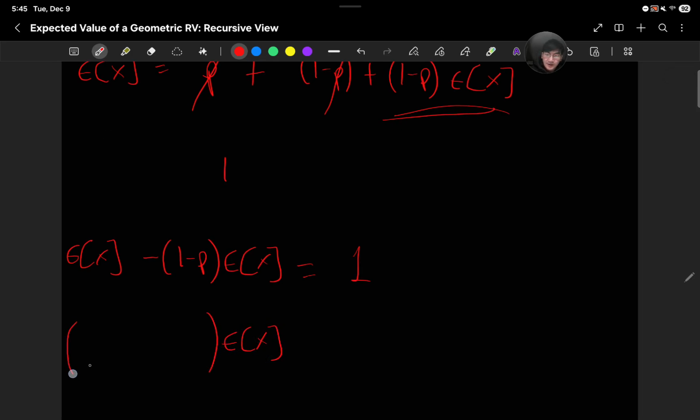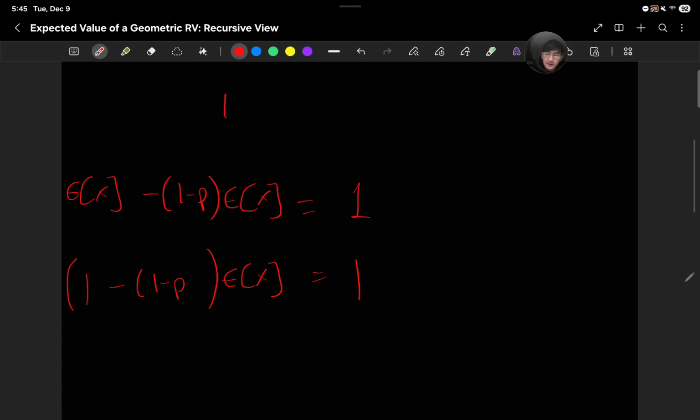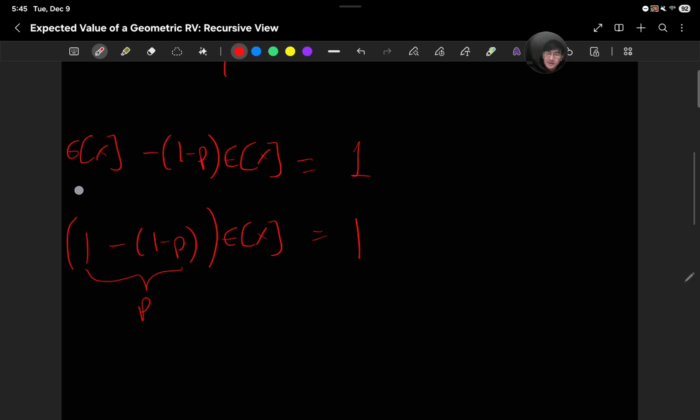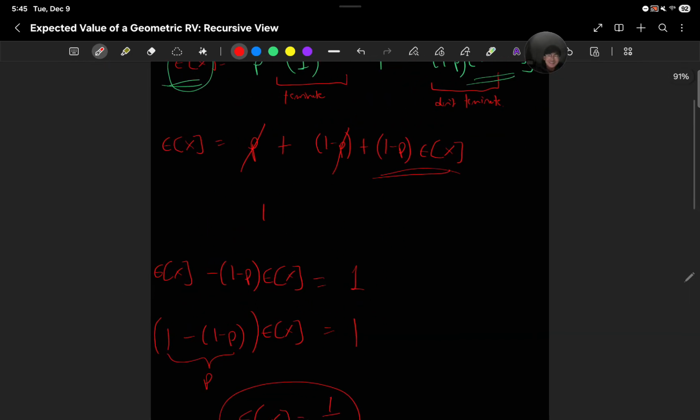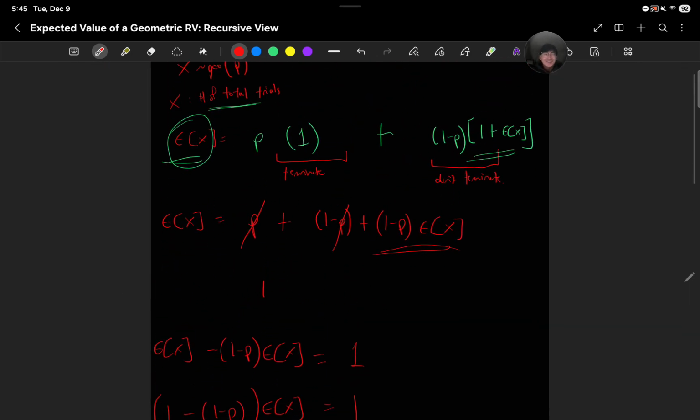So the expected value of X times (1 minus (1 minus p)) is equal to 1. Let me just clean up the inside a little bit. This is just going to be p. So finally I can divide both sides by p, and you get the expected value of X is equal to 1 over p, as expected. No pun intended. But yeah, see you.